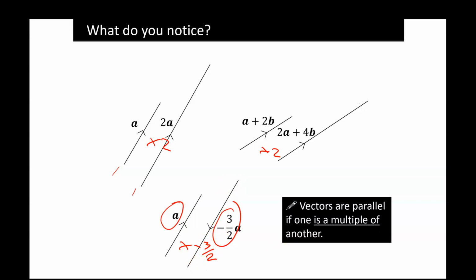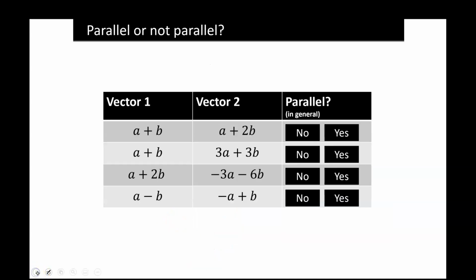So that's what we need to bear in mind when we get onto the questions. So you might want to pause it. We're just going to see which ones are parallel and which ones are not. Okay, so first one, not parallel, okay, because the B's double but the A hasn't. If it was 2A plus 2B, it would be parallel.